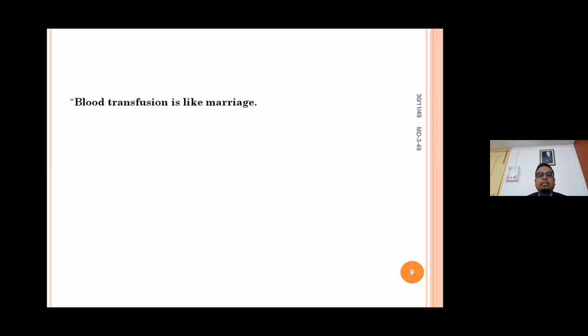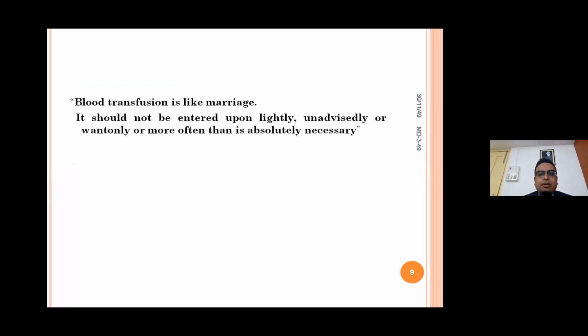Now it is said that blood transfusion is like marriage. Now why is it so? Because it should not be entered upon lightly, unadvisedly, or wantonly, or more often than is absolutely necessary.